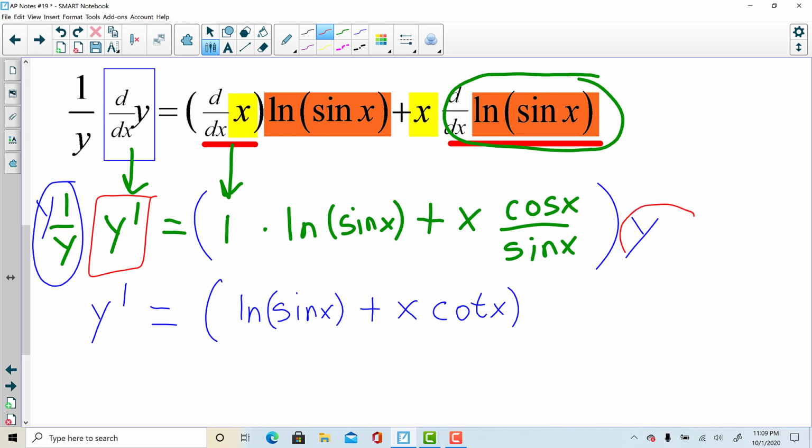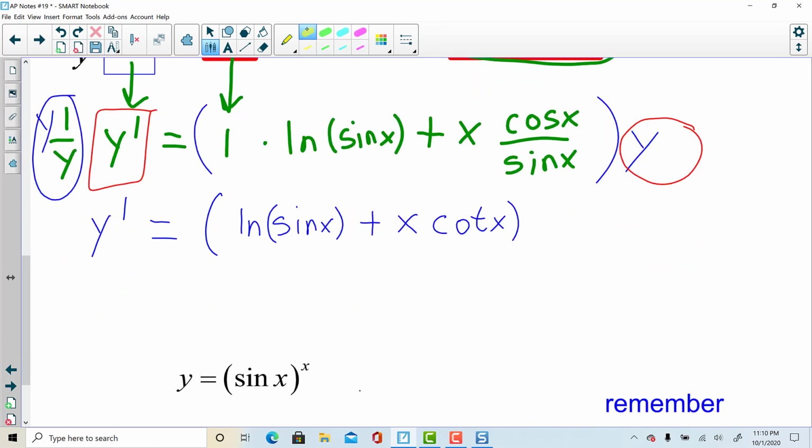Don't forget to trade the y for what the y was equal to. You might remember from the beginning that y was equal to sine of x to the power of x. So we're going to trade our y for sine of x to the power of x. And now we're done.